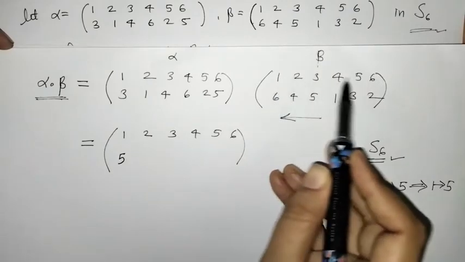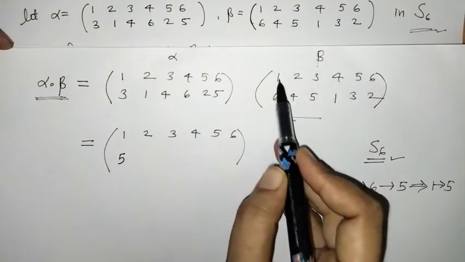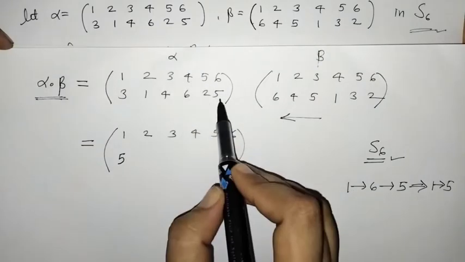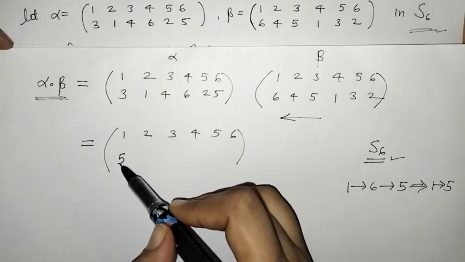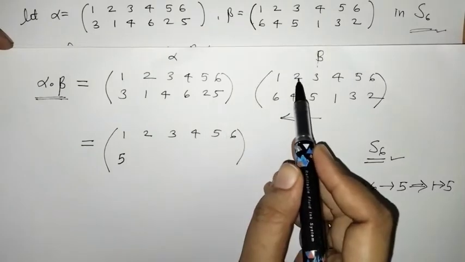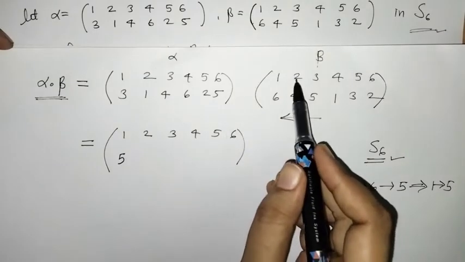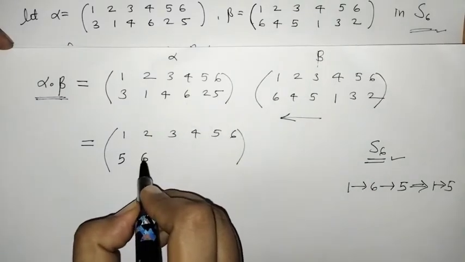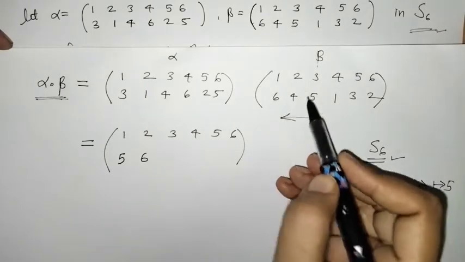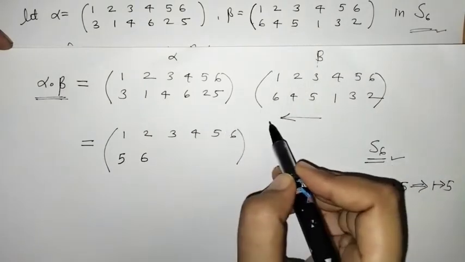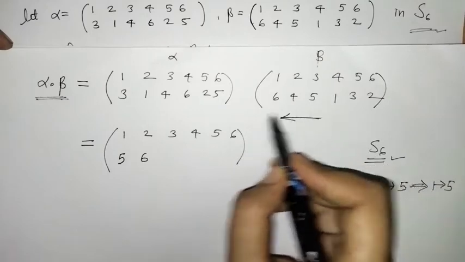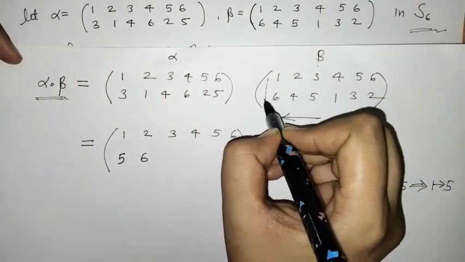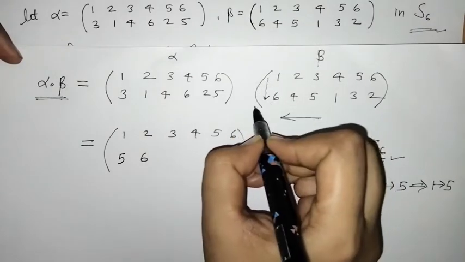What we have done? We have checked this beta element first. 1 maps to 6, and in alpha 6 maps to 5. So here we have written down 5. Now in permutation beta, 2 maps to 4 and 4 maps to 6. So here we have to write down 6. Yes, we have to carry out this composition from right to left, and we have to move from top to bottom, right?